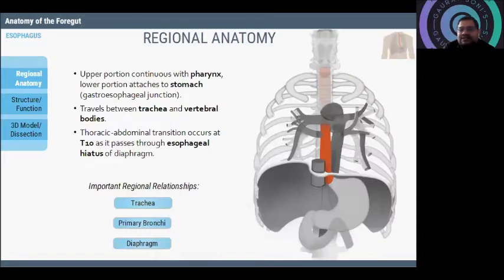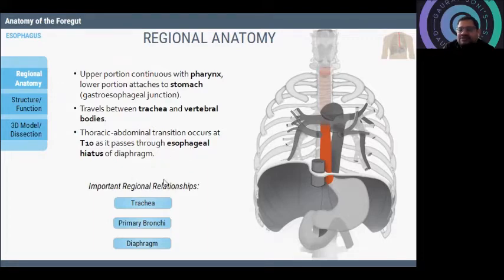Then talking about the regional anatomy of the esophagus. The upper portion is continuous with the pharynx. The lower portion is attached to the stomach at the junction known as the gastroesophageal junction. It travels between the trachea and vertebral bodies. In between them, the esophagus is present. The thoraco-abdominal transition occurs at T10. Remember, at the T10 level, the esophagus passes through the diaphragm and enters the abdominal cavity.